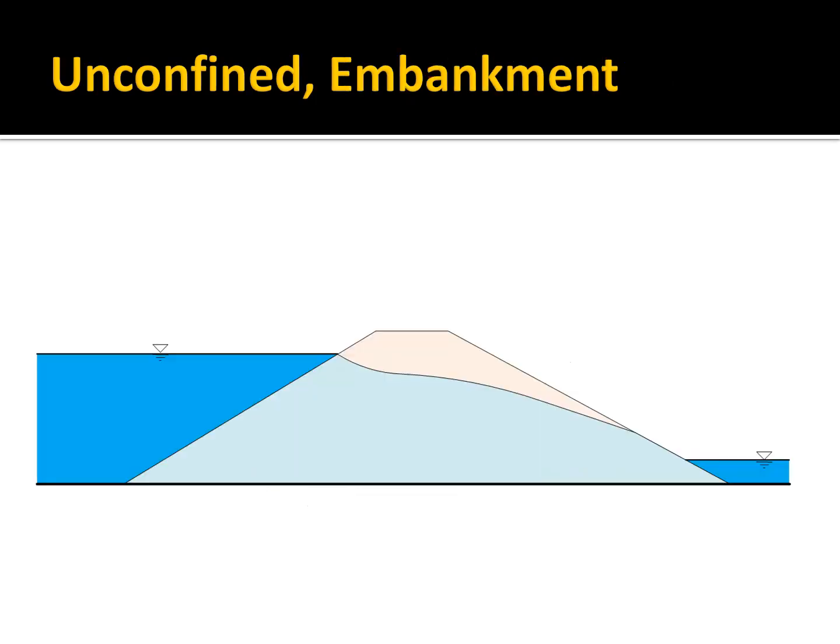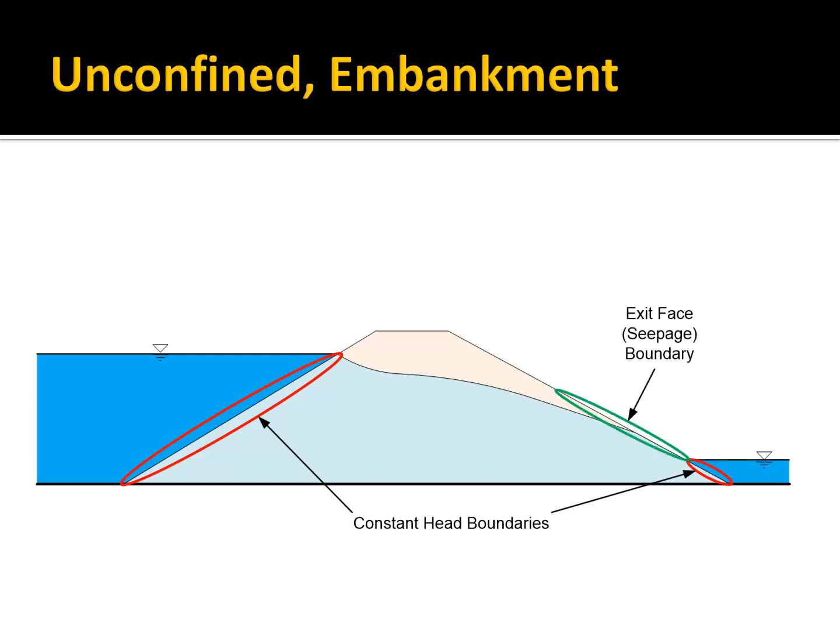Here's another problem. We're simulating flow through a levee or a dam. We have an unsaturated zone up here, a saturated zone. This is our phreatic surface. It exits somewhere over here. We don't know where. So these 2 spots, where you have water covering it, would be constant head boundaries. And then again, up the back from this saturated point all the way up the back here, you mark that as an exit face or a seepage boundary.